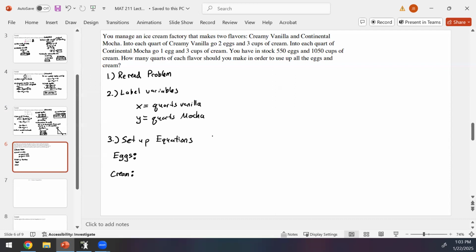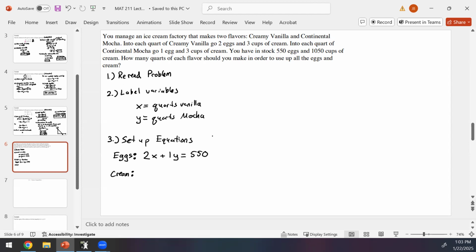So your variables are how many quarts you're making of each, but what decides what you make are how many eggs you're going to use and how many cups of cream you're going to use, right? So if I'm making vanilla, I'm going to use 2 eggs, right? So 2 eggs for every quart of vanilla plus 1 egg for every quart of mocha. And I have a total of 550 eggs, right? That's how I got my equation.